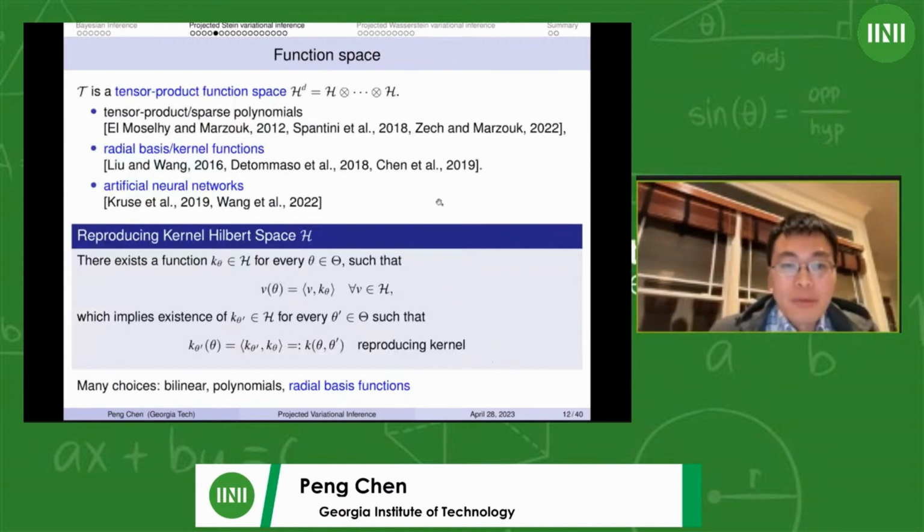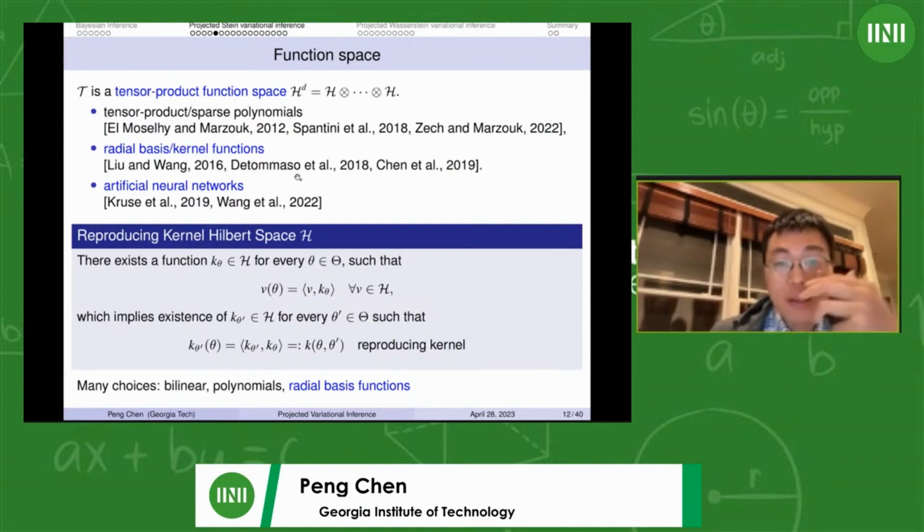So the next problem is what kind of function space to use for your transport map. Here, for instance, we have dimension D. D could be infinite dimensional, let's say, and it's a tensor product function space. For each dimension, we have a function space H, and it's a tensor product of all these different function spaces. These function spaces can be represented or approximated by, let's say, tensor products of sparse polynomials. It can be approximated by radial basis or kernel functions, or also neural networks.